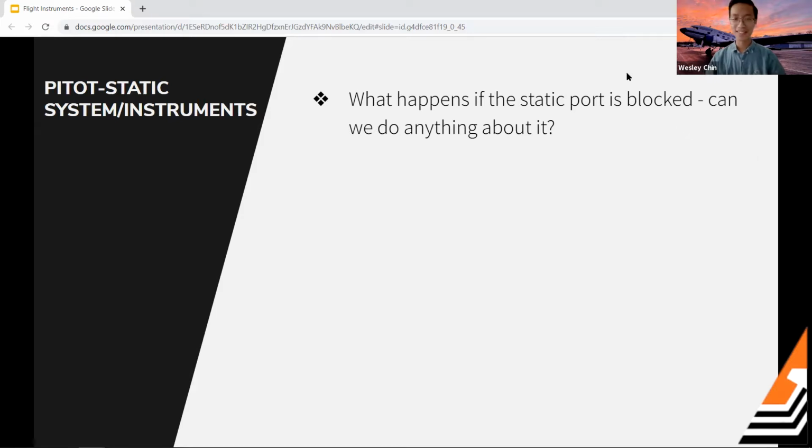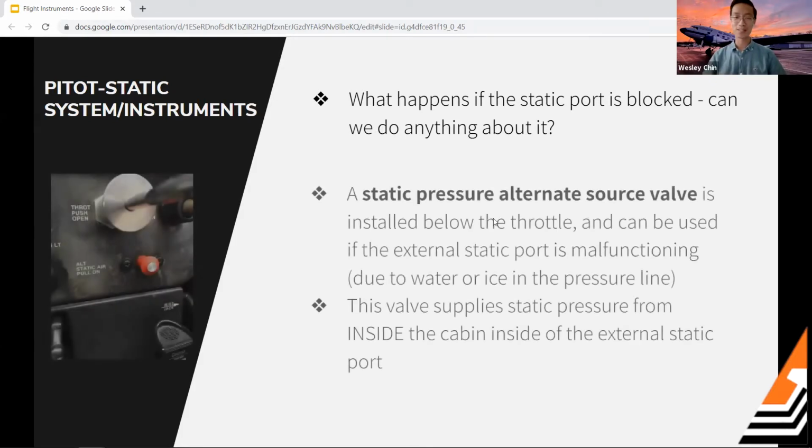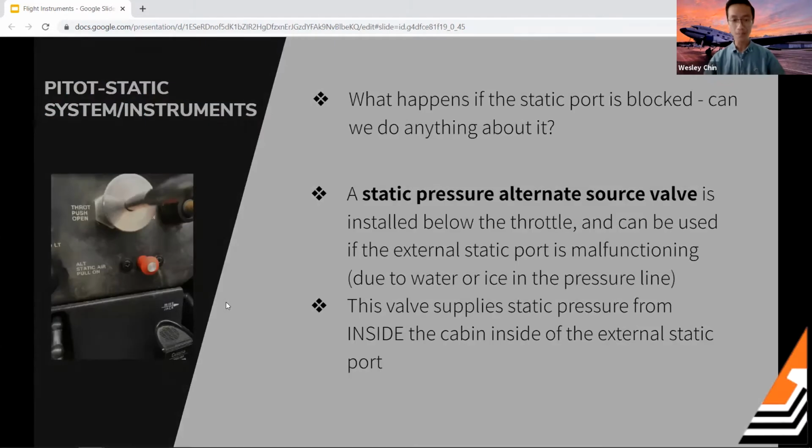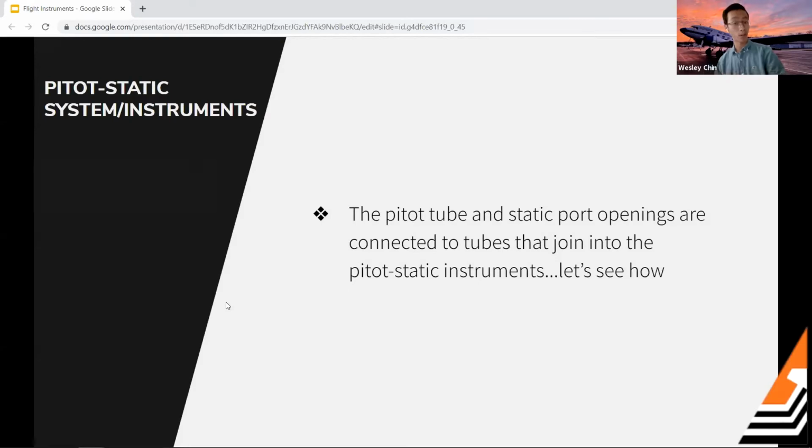There's an alternate static as well. All right, there we go. There's an alternate static source valve right over here, right? Right below your throttle in the flight deck, we've got an alternate static valve. If you pull that out, we're now supplying static pressure from inside the cabin rather than the external static port. So definitely something useful, again, if that external port is malfunctioning due to water or ice in that pressure line.